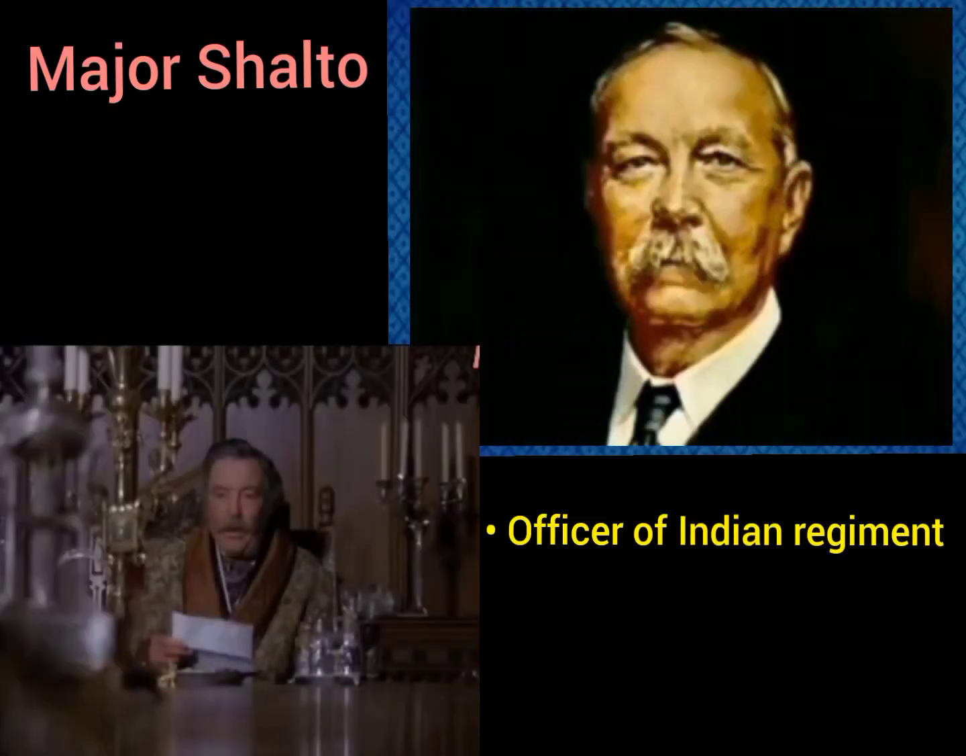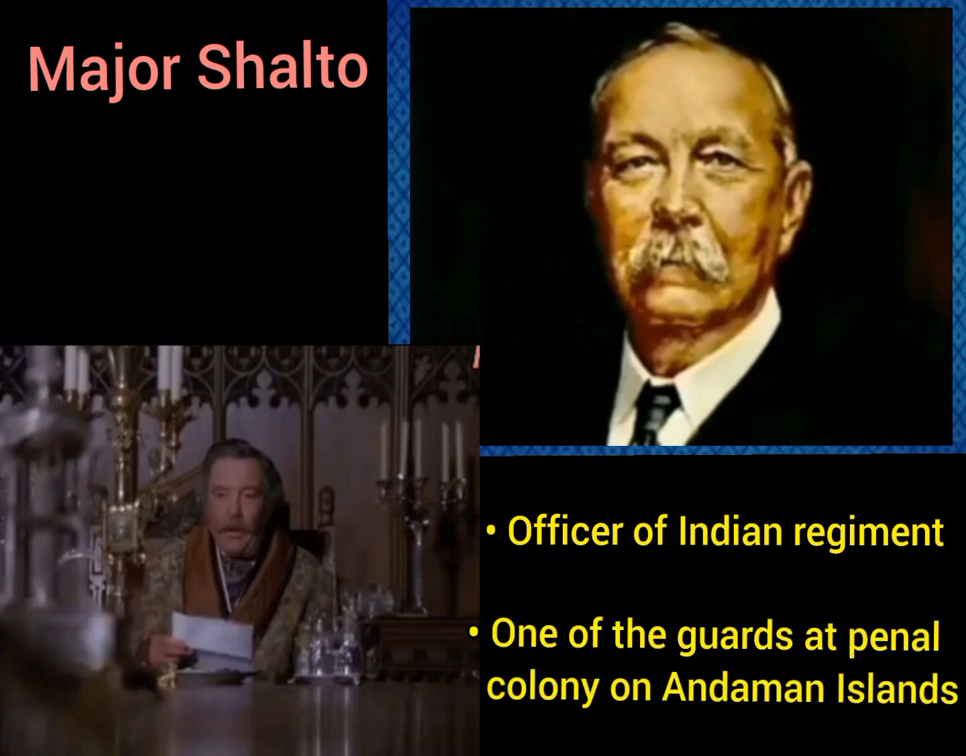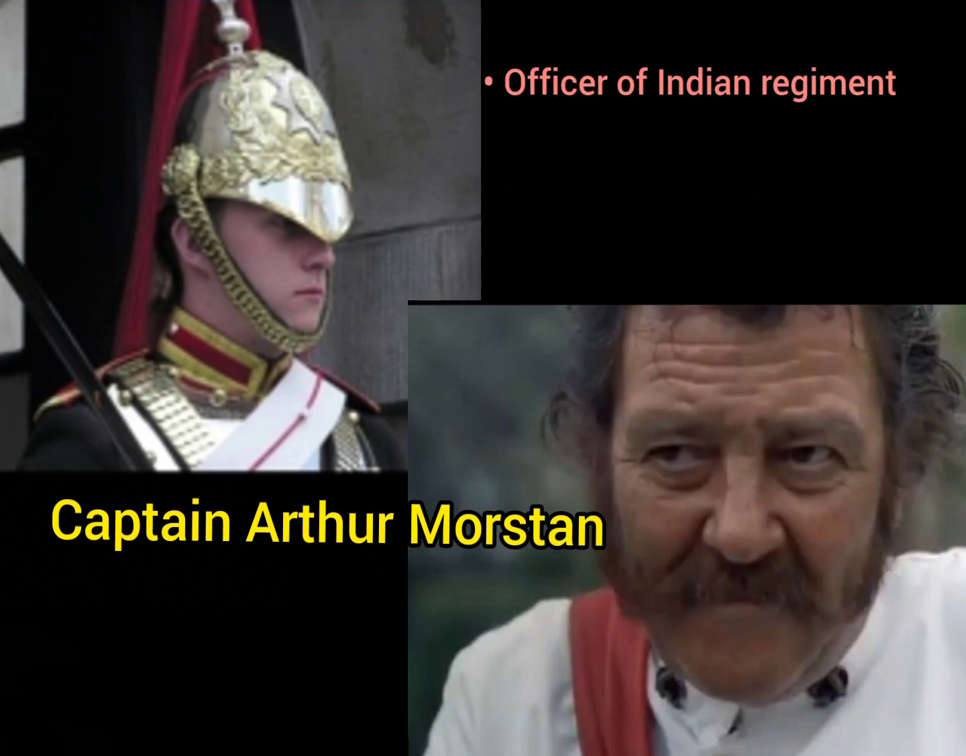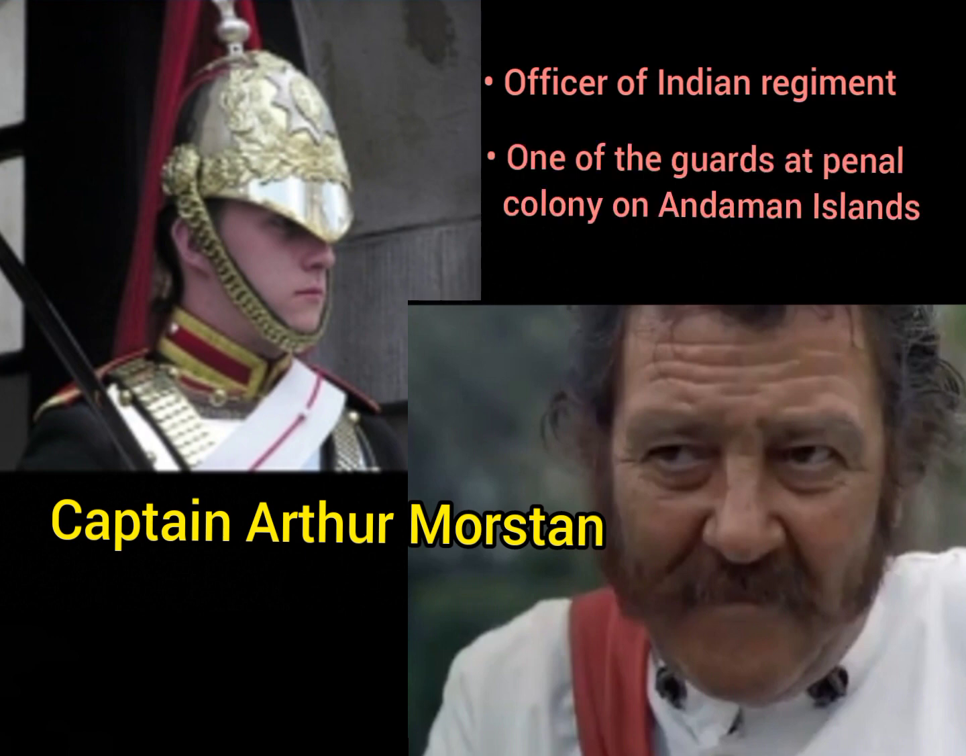Major Sholto is the officer of Indian regiment. He is one of the guards at Penal Colony on Andaman Island. He has 2 twin sons, Thaddeus Sholto and Bartholomew Sholto. Captain Arthur Morstan is also the officer of Indian regiment. He is also the guard at Penal Colony on Andaman Island.